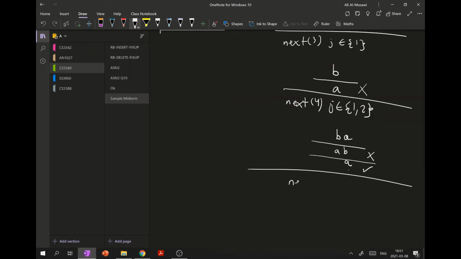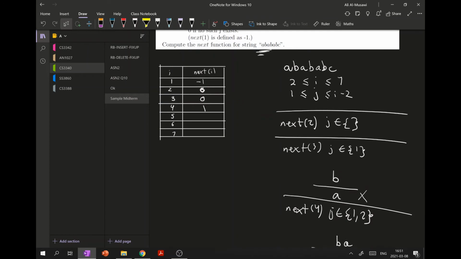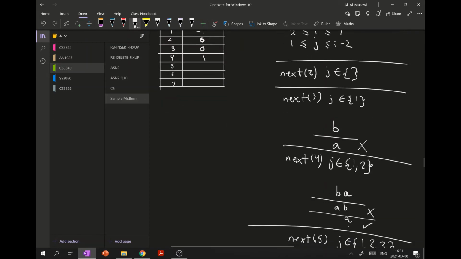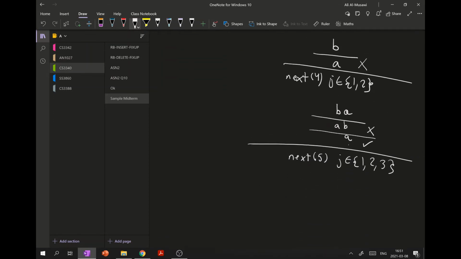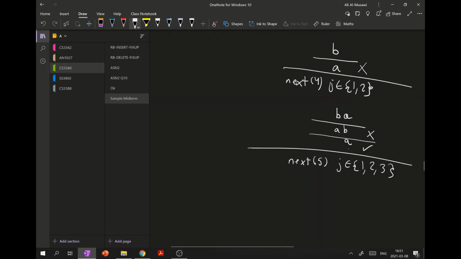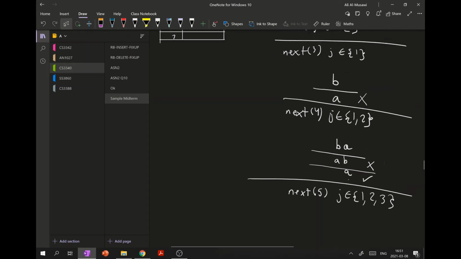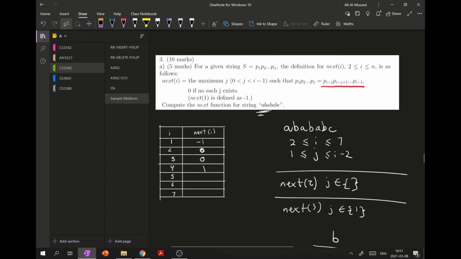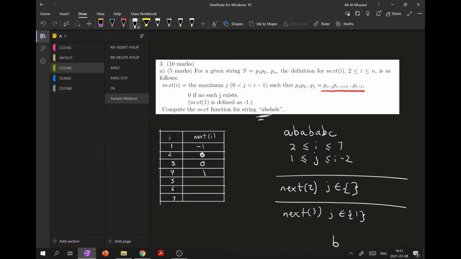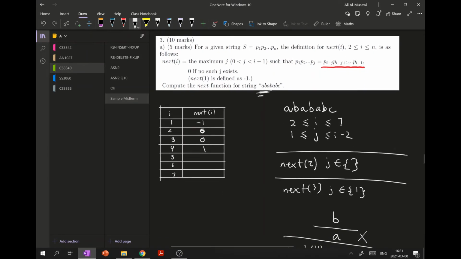Alright, next we do next of 5. So then j ranges in the set 1, 2, 3. How did I get that? Use the inequality here. So if you plug in i equals 5, 5 minus 2 is 3, so j is inclusive between 1 and 3, means j is in 1, 2, 3. So if j is in 1, 2, 3, what do we do? Well, first we want to compute the string that we compare to, which is the right-hand side. It ends with what? Pi minus 1, which is B. If we put 5 minus 1, that's P4. P4 is B.